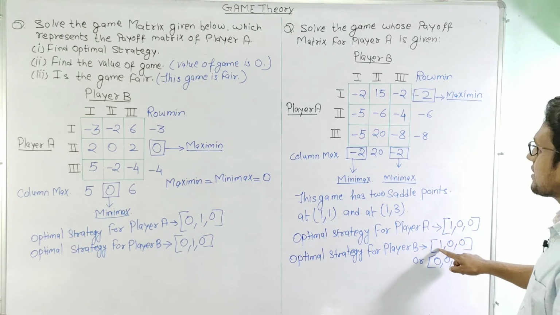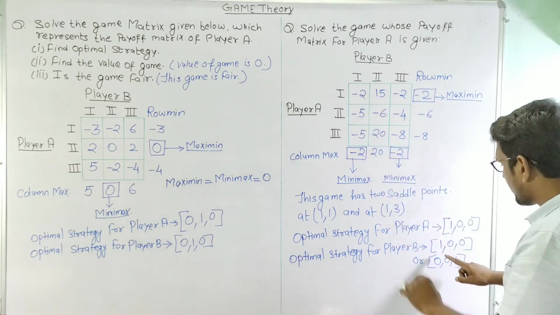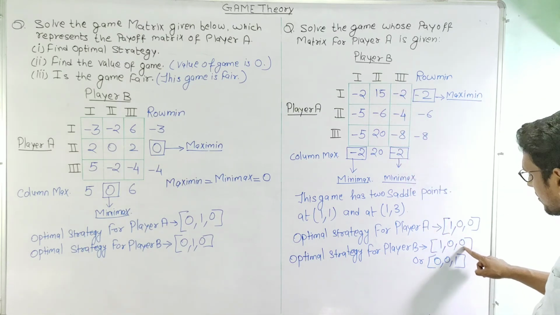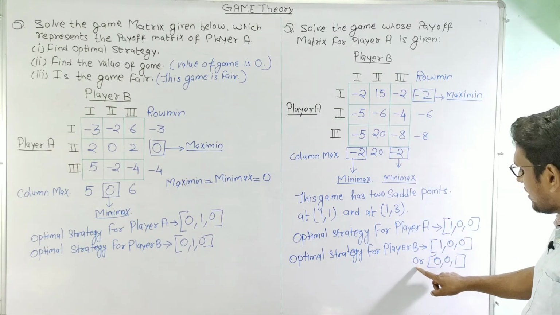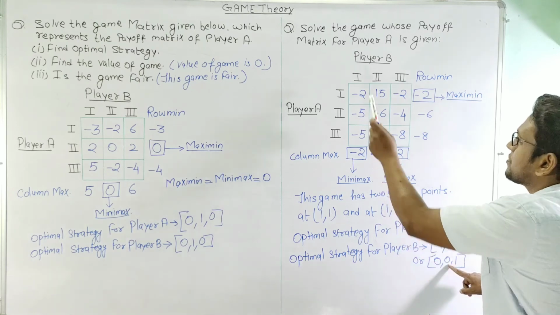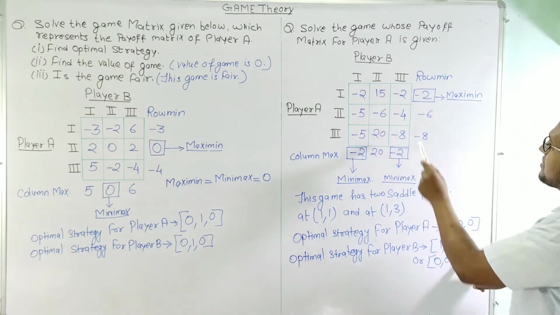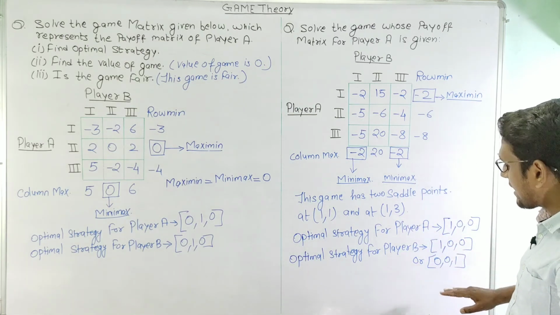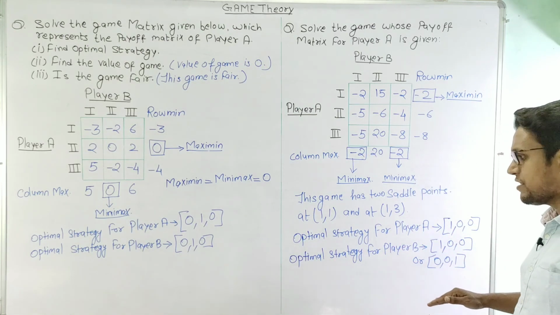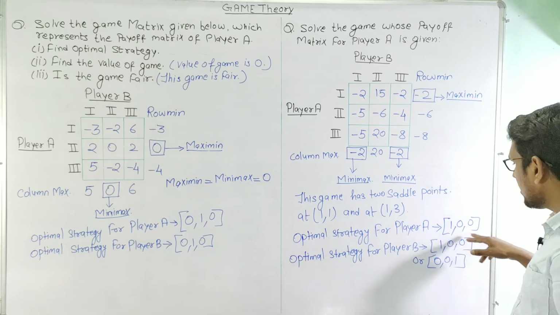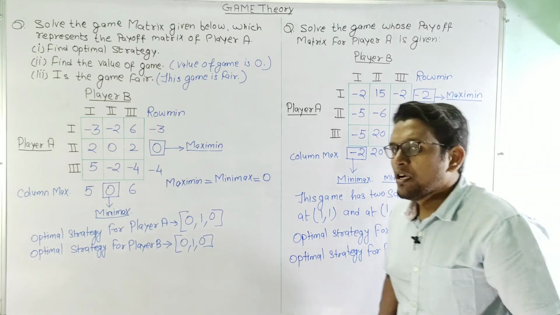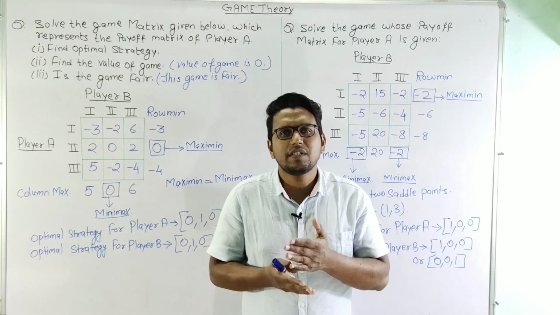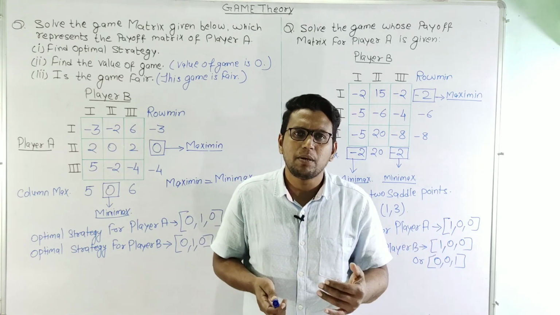Either it can play strategy 1 100% of time and strategy 2 and 3 0% of time, or it can play strategy 1 and 2 0% of time and strategy 3 100% of time. So this shows that player B has two optimal strategies, where player A has a single optimal strategy. So this is the case where we have multiple saddle point, which is equivalent to multiple solution in a problem.